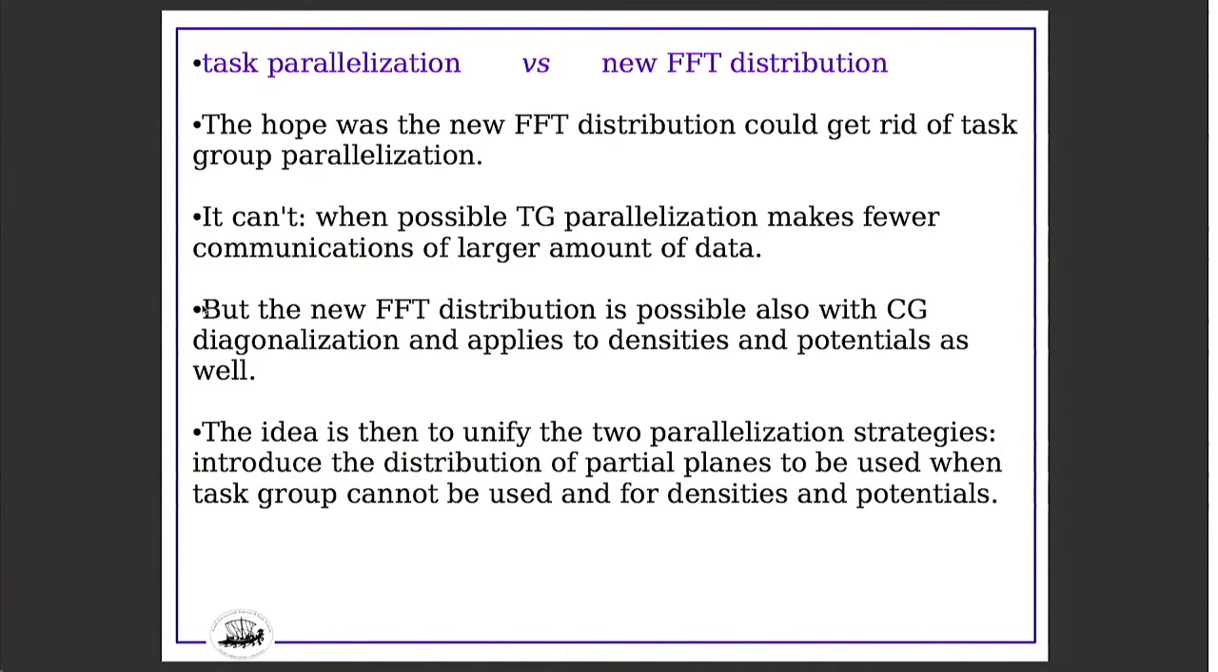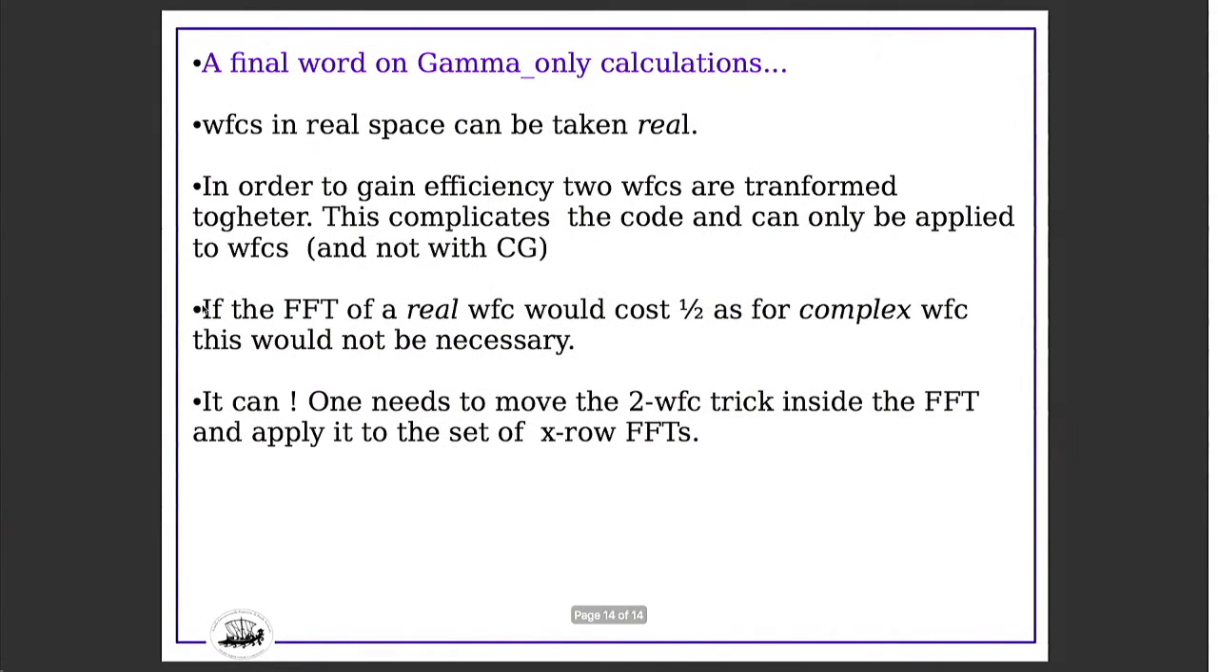Once this is done, one other thing that is annoying is what happens when we do a gamma point calculation. When we do gamma point calculation, wave functions in real space can be taken real, and this is an advantage that we don't want to give up, so we try to do two wave functions at a time whenever possible.